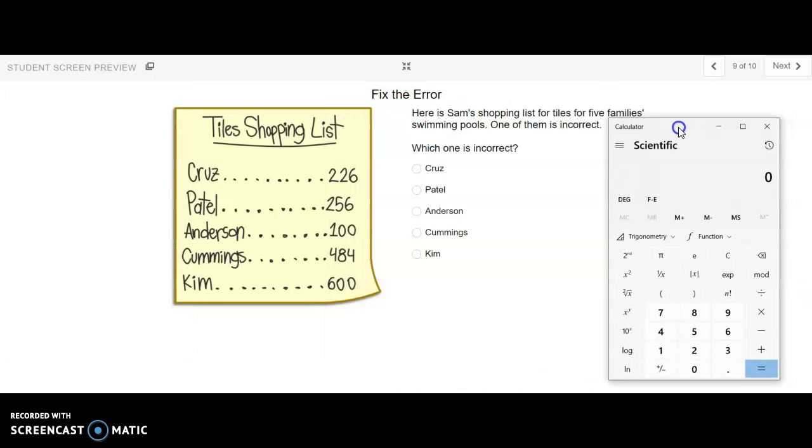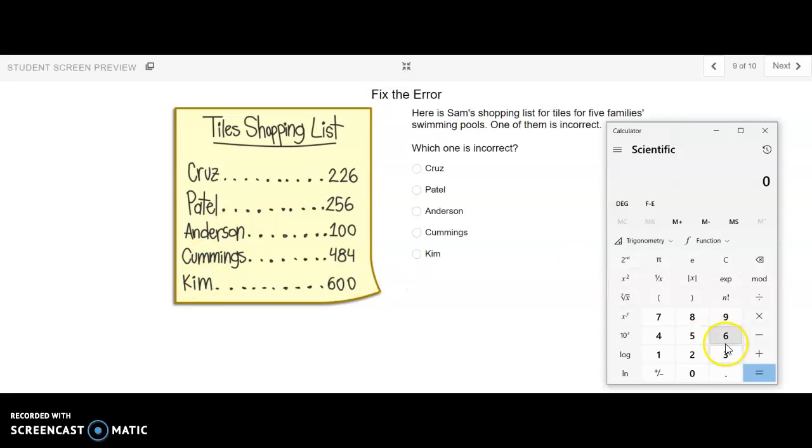So let's start with Kim. If I know my equation is 4 times n plus 4, what I can do is work backwards. I'm going to take this 600, subtract 4 from it, and then divide it by 4 and see if I get a nice even number. So their pool is 149 by 149. Holy cow, that's a big pool. Next I'm going to take 484 and subtract 4 because I want to get away from the tiles in the corners, and divide by 4 because of the 4 sides of my square.